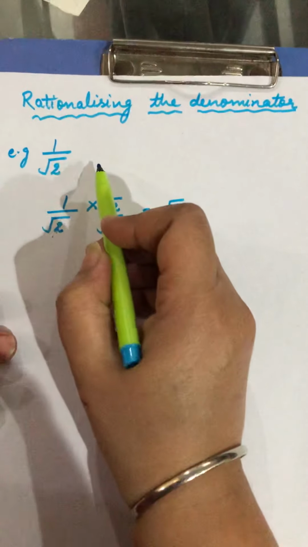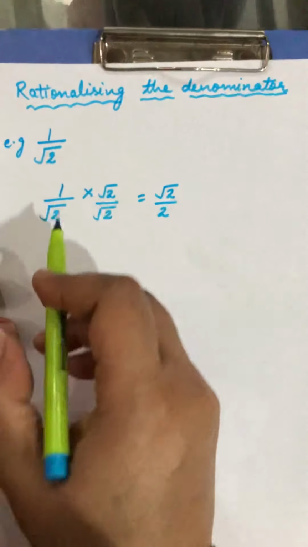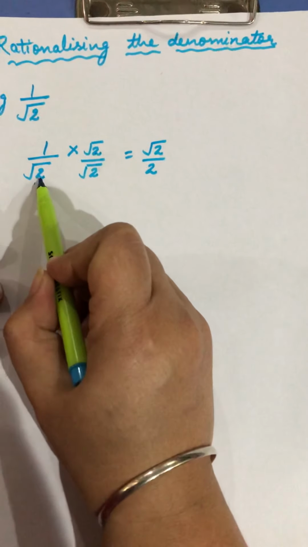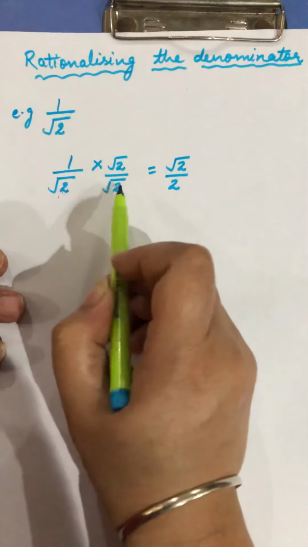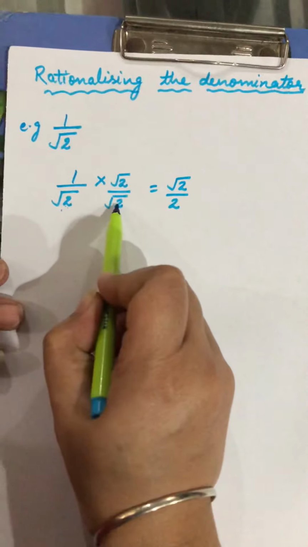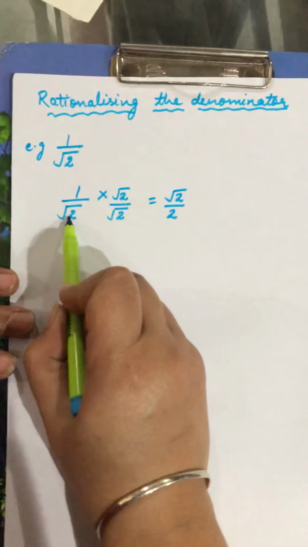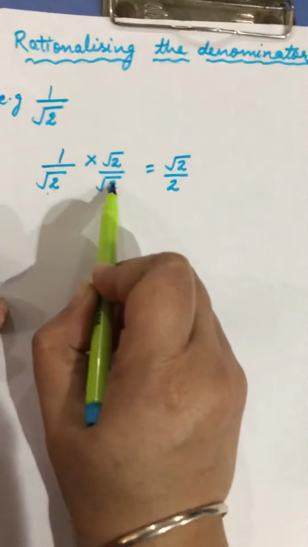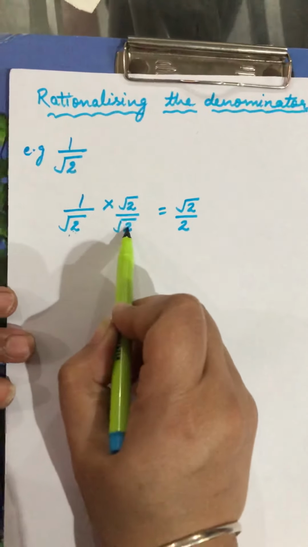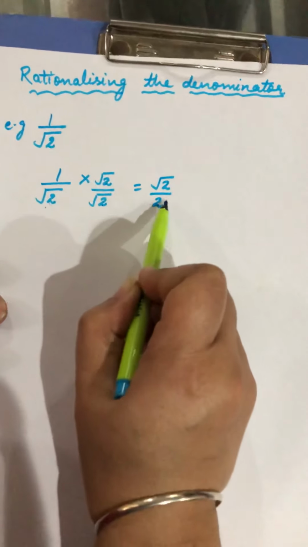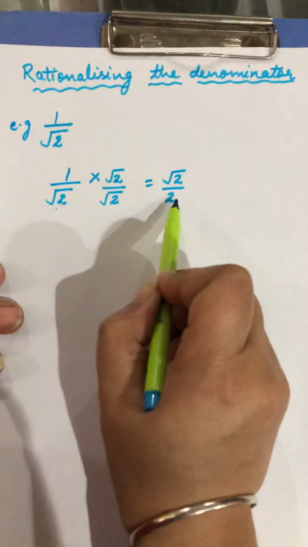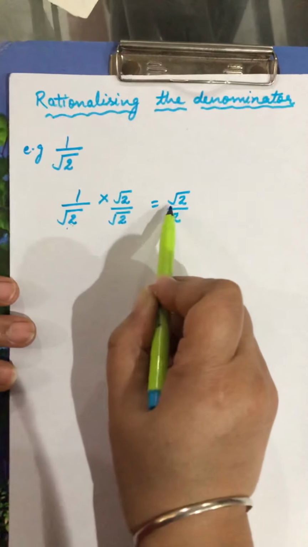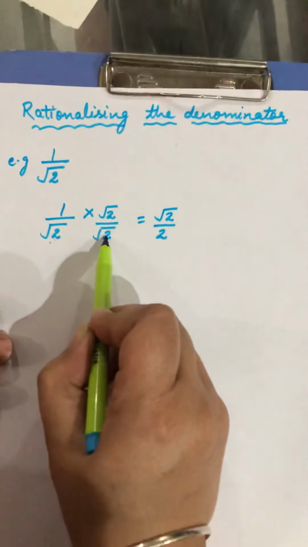Now let us see how we can rationalize the denominator. So this is the example, 1 by root 2 is the number. We have to multiply with the same irrational number. Root 2 is the denominator, so we have to multiply it with root 2 only. Then it becomes 2. Root 2 into root 2 makes 2, so here it becomes a rational number.